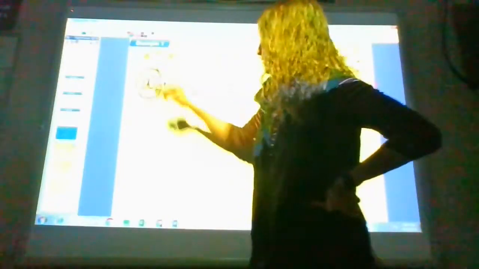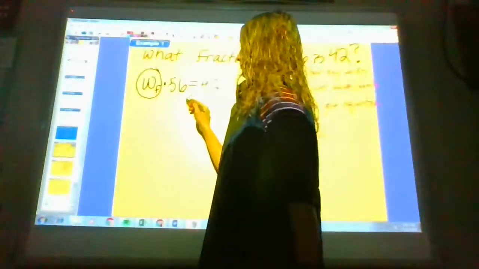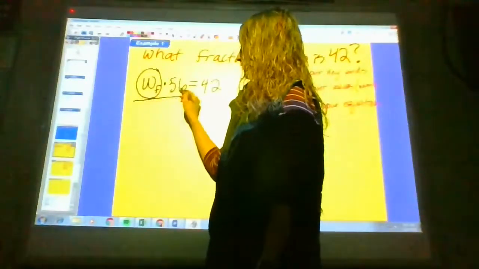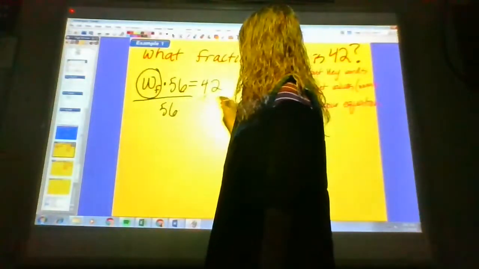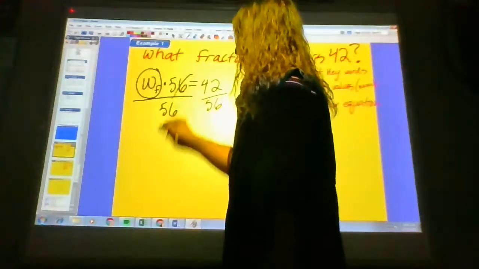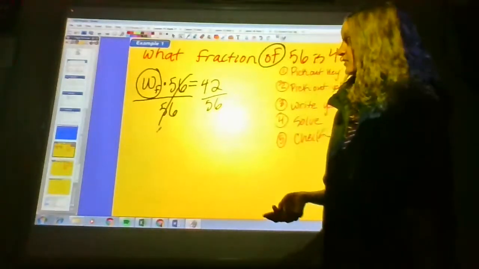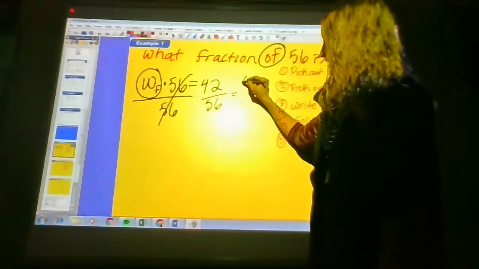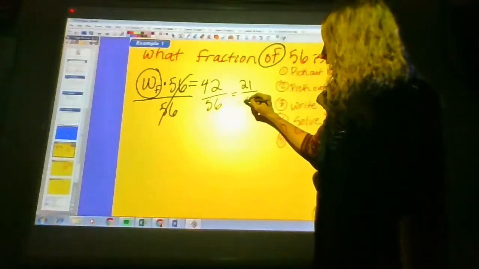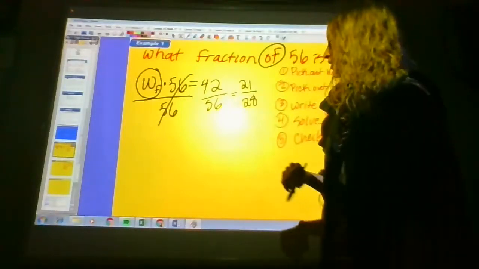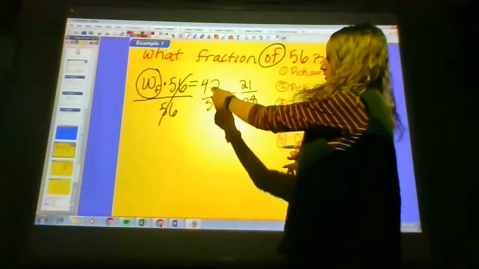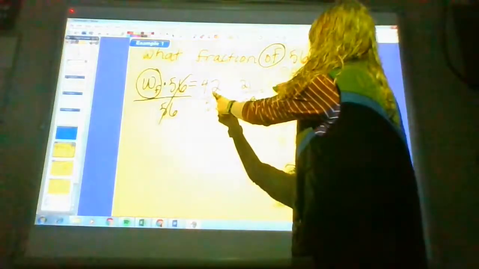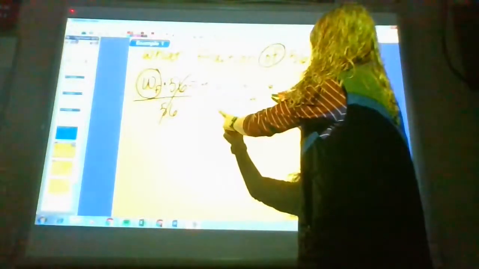Well, right now, since you know that this is multiplication, after we set it up, we're going to solve. So opposite of multiplication is division. And when we divide, what I will always do is reduce because 2 goes into both of these. So that's actually going to equal 21 over 28. And then if you notice, 7 goes into there.